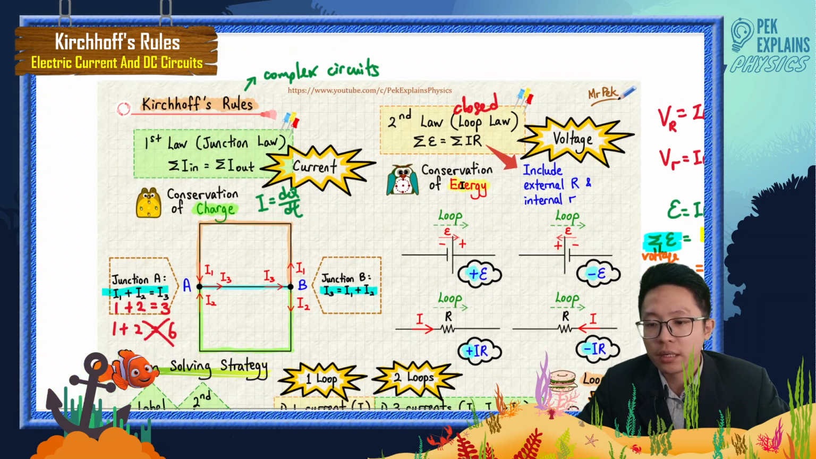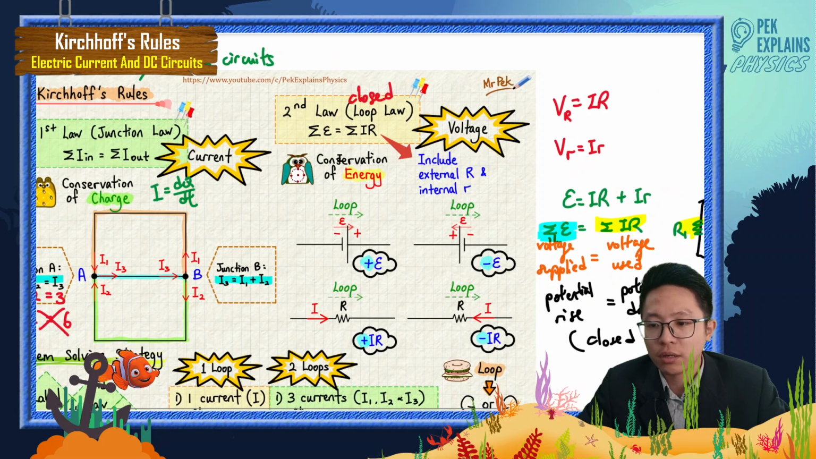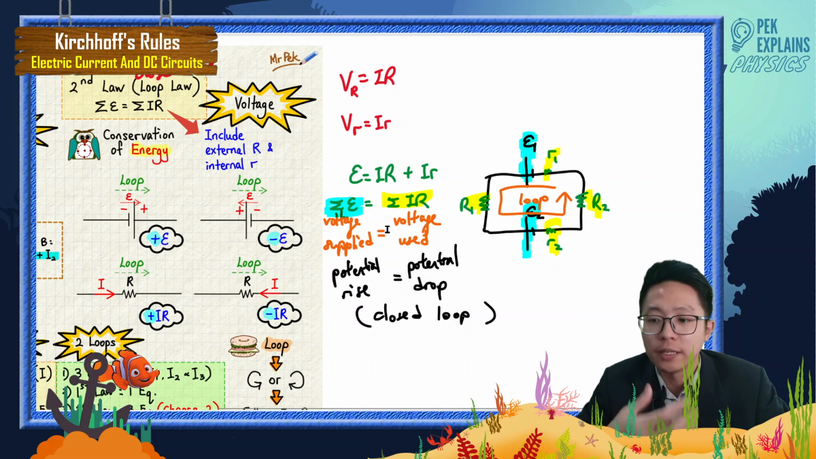Second law is about conservation of energy. First law is about conservation of charge. Second law is conservation of energy. So actually we know that voltage is about energy, isn't it?